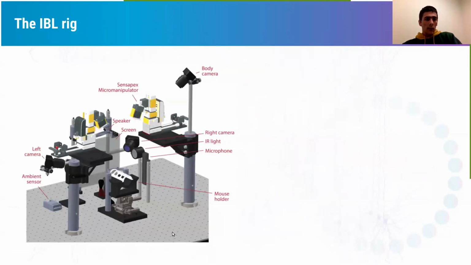Okay, so this is the rig that the mice are in during these sessions. The mice sit in this holder here in the middle. We have a bunch of different sensors. There's the screen in front of the mouse. There are a handful of video cameras. Up here, you can see the micromanipulator that's holding the Neuropixels probes.